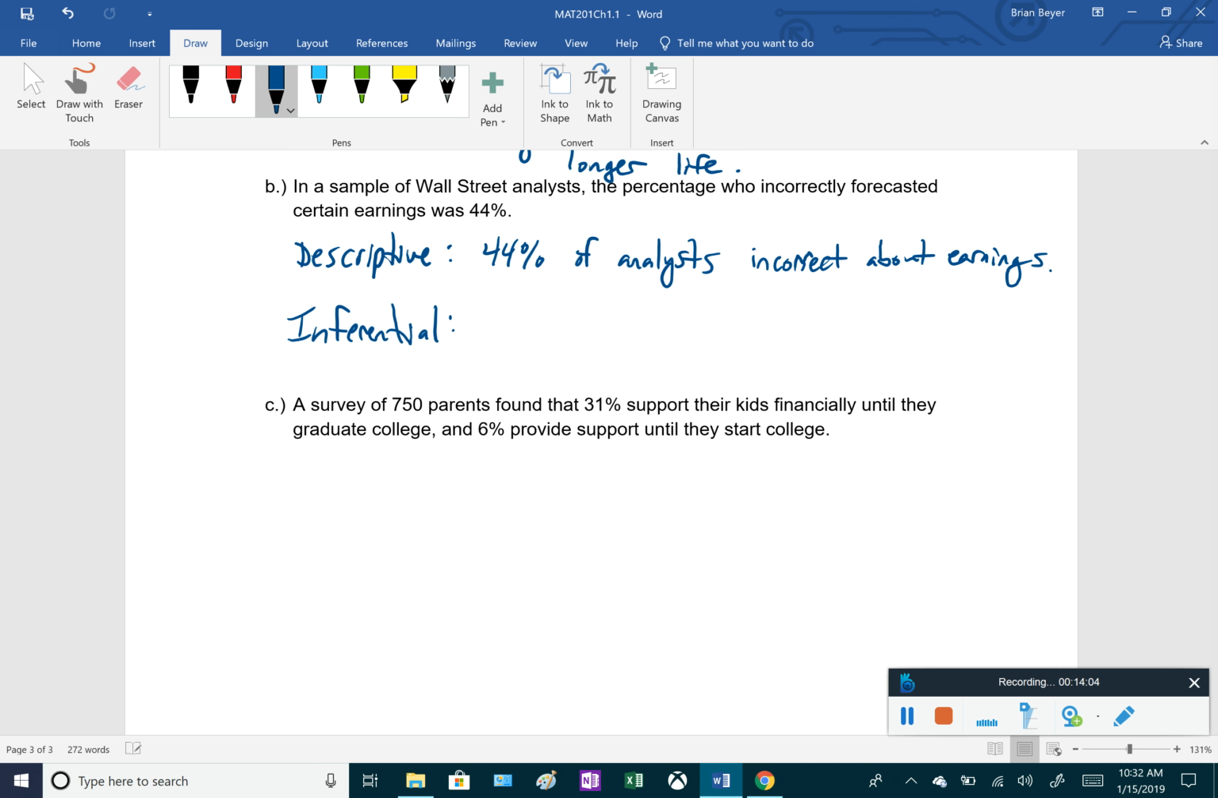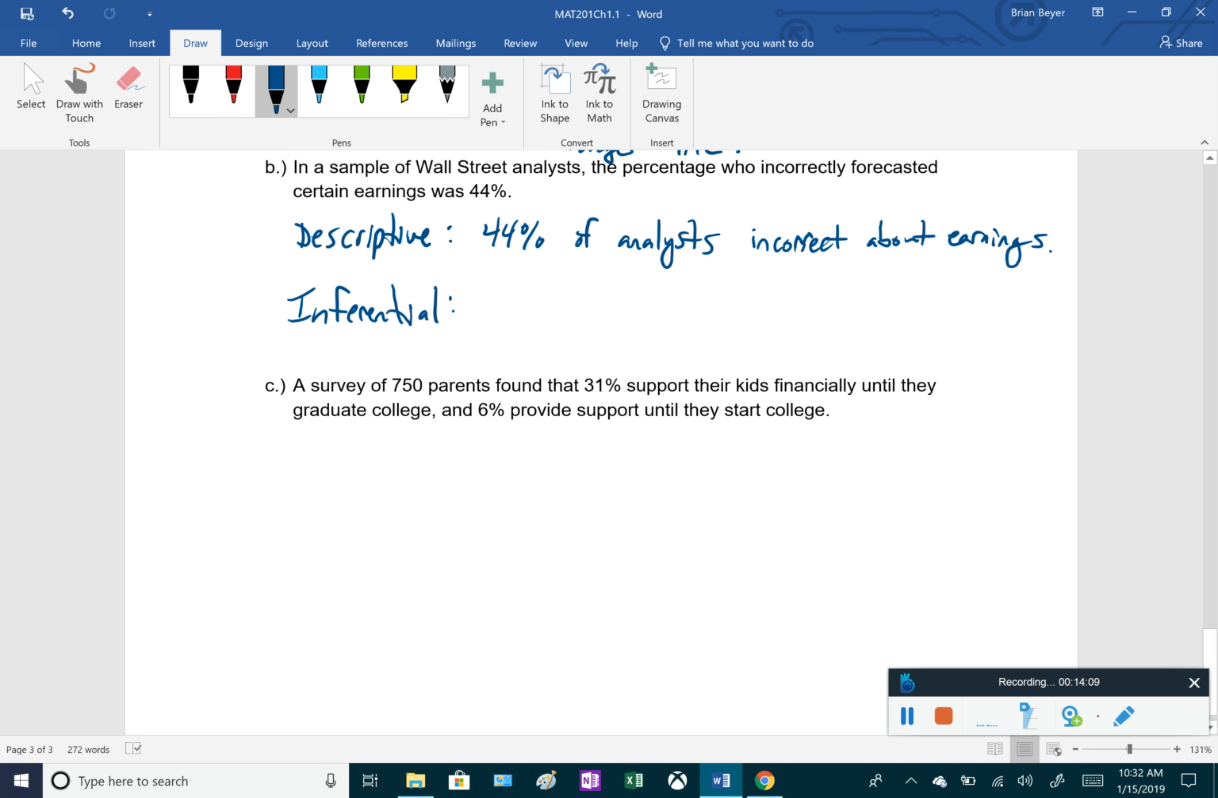And for the inferential statistics, or the conclusions that we could draw, once again, we don't want to jump to too many conclusions here. We don't want to say 44% of analysts suck at their job or anything. We can probably say that the stock market is difficult to forecast. Because 44% being incorrect is pretty high. So we can say the stock market maybe is just difficult to forecast.